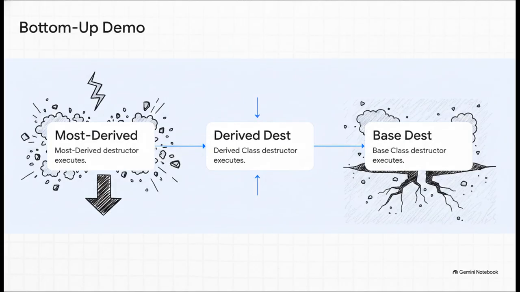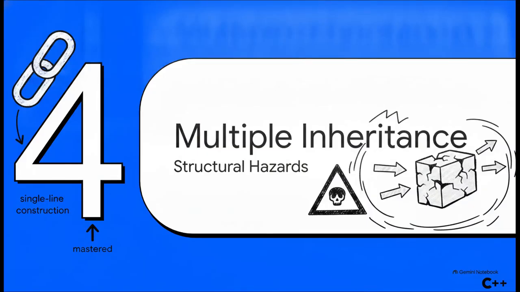But demolition? That is strictly a bottom-up operation. When an object goes out of scope and gets destroyed, the destructors execute in the exact reverse order of inheritance. It tears down the newest, most derived additions first, Class C's destructor, then Class B, and finally it rips up the foundation with Class A's destructor. So build, top-down, demolish, bottom-up. Simple as that.